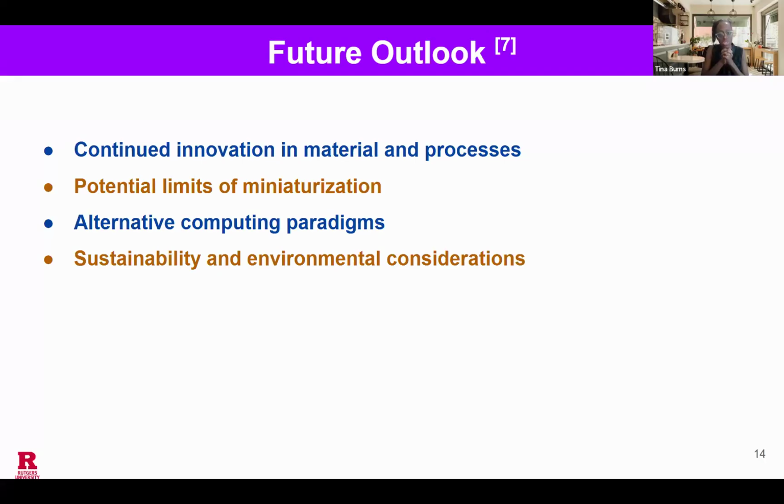Now, what we're going to see as we continue with this is innovation in materials and processes. There are going to be limits to miniaturization. I mean, we can only get so small. At some point, you can't just keep making these smaller and smaller. You're going to reach a physical limit. And we want to think about different computer paradigms and how we want to be more sustainable and environmentally conscious as we do these designs.